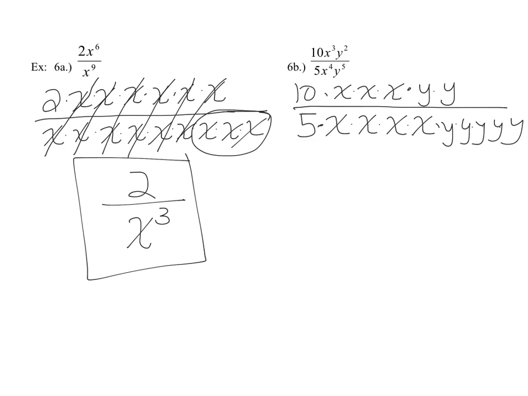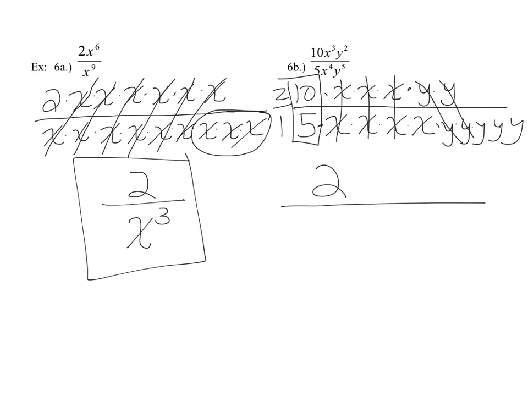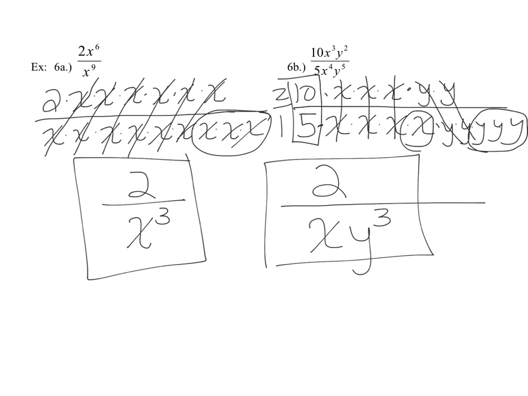Now, again, reminder, the 10 over 5, we're going to reduce that. That's 2 over 1, but we don't need the 1 in the denominator. We just have a 2 in the numerator. And so now we can cancel out my x's. So I cancel out 3 total x's, and I cancel out 2 total y's. So I have no variables on the top, but I have 1 x left over at the bottom, and I have 3 y's left over on the bottom. So that's 2 over x y to the third, okay?